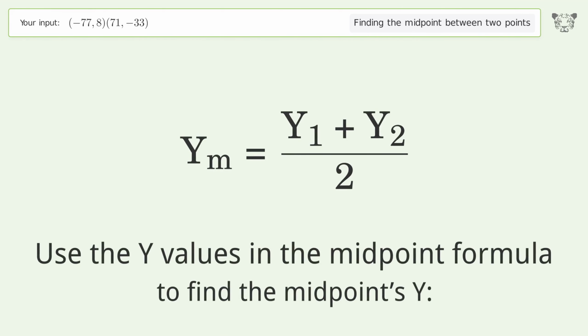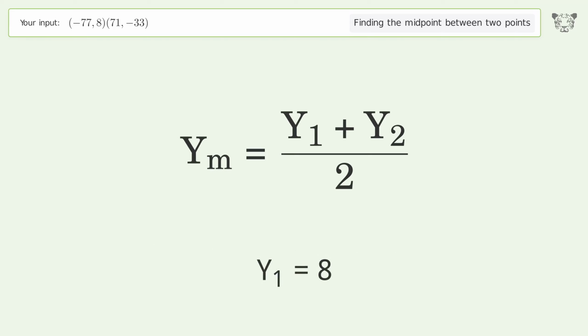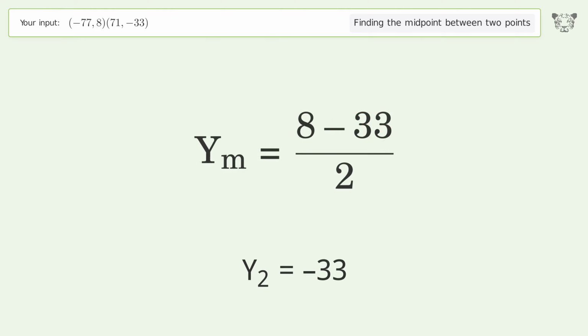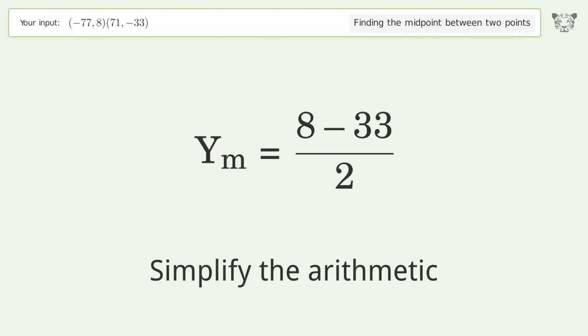Use the y values in the midpoint formula to find the midpoint's y. y1 equals 8. y2 equals -33. Simplify the arithmetic.